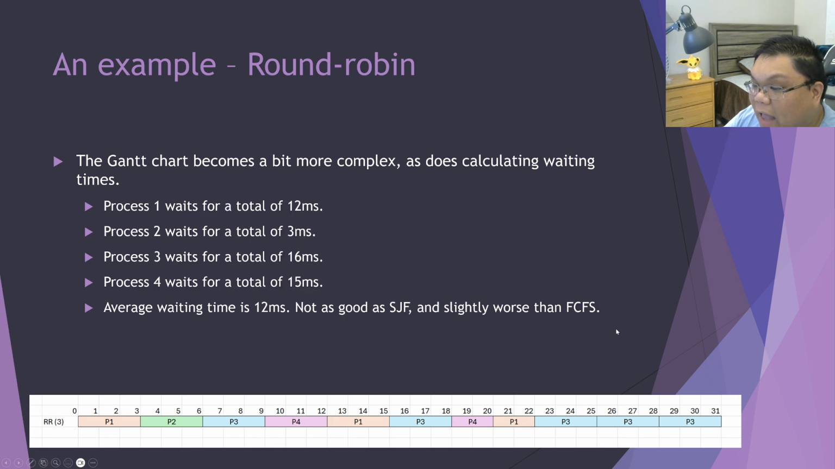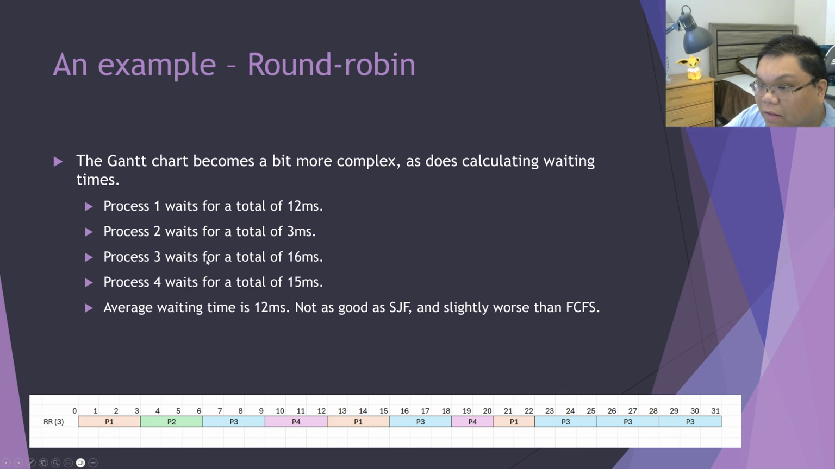If we add up all those waiting times, process 1 waited for 12 milliseconds because the first time it ran, it waited for 0 milliseconds. The second time it ran, it waited for 9. Process 1 waited for 12 milliseconds. I'm not sure if that value is correct, but yeah.